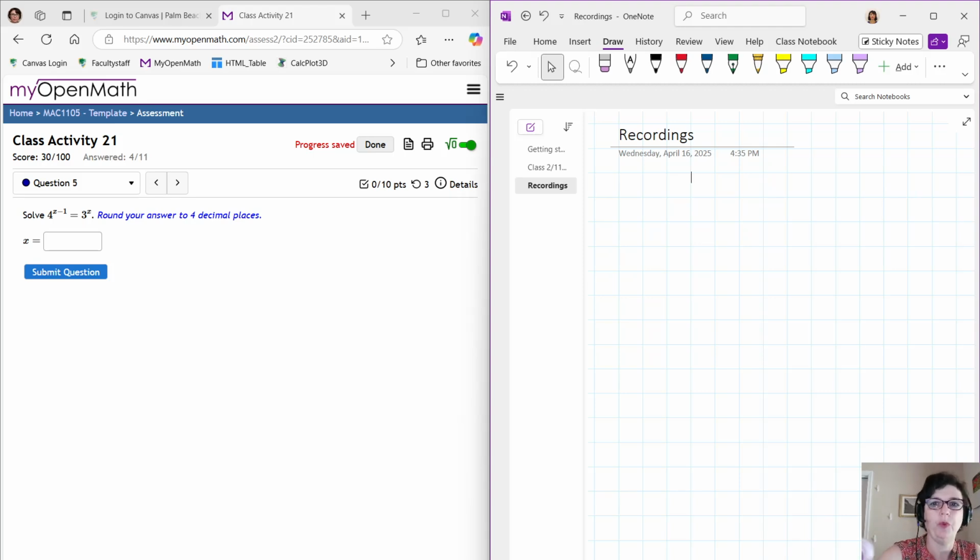In this example, we are going to solve exponential equations where the bases are not the same, and they cannot be transformed so that they're the same. So we have 4 to the power x minus 1 equals 3 to the power x. And you can see that 4 and 3 do not match, so you cannot just equate the powers.